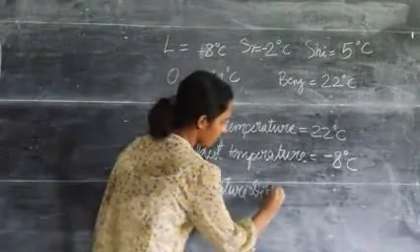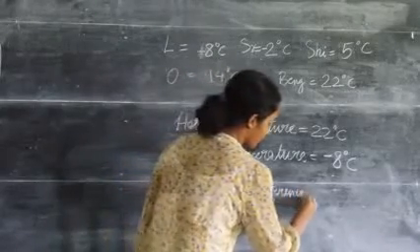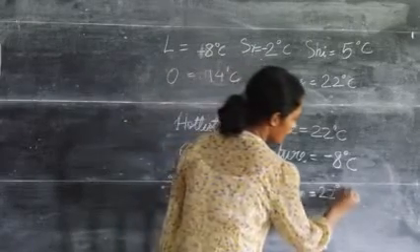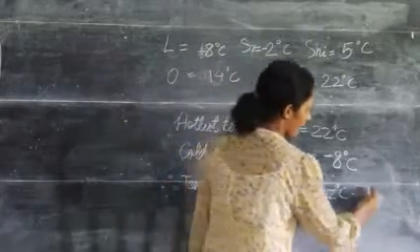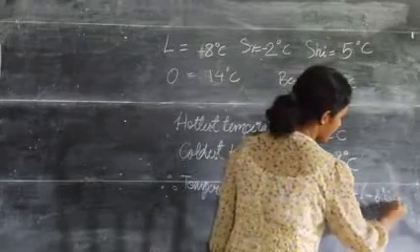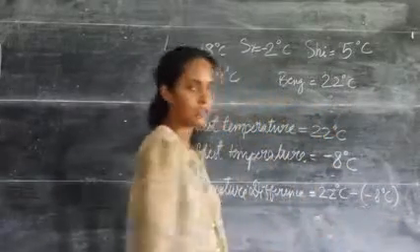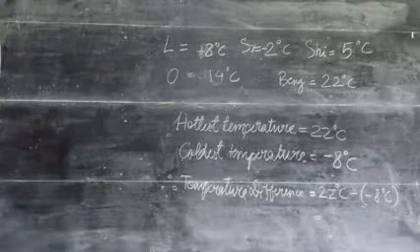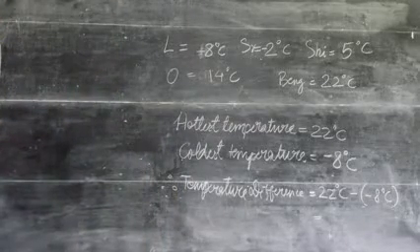Temperature difference is, what is the temperature difference? 22 degrees Celsius minus 8 degrees Celsius. Can you try to calculate that once? 22 degrees Celsius minus 8 degrees Celsius. Please try to calculate that once.